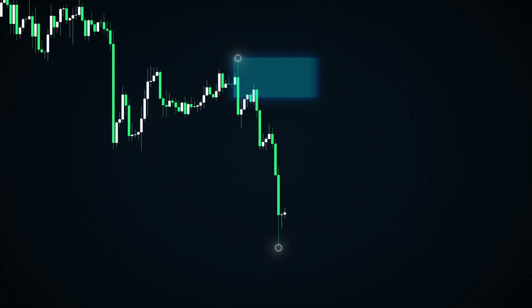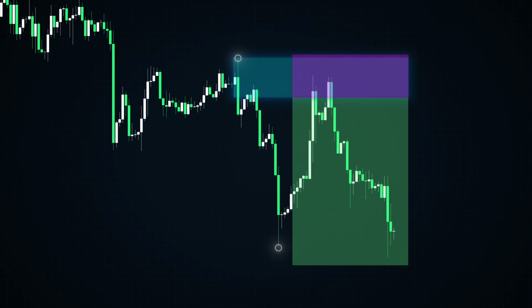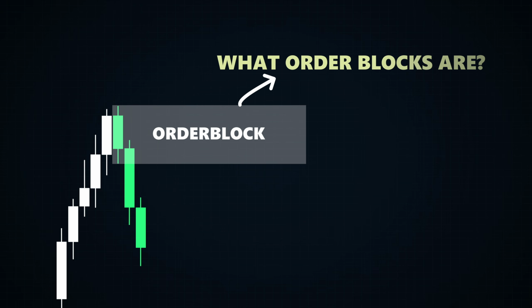Today, I'm going to show you a simple way to understand market movements using order blocks so you can trade with more confidence. Stay with me because this will change how you see the charts. Alright, let's get started.